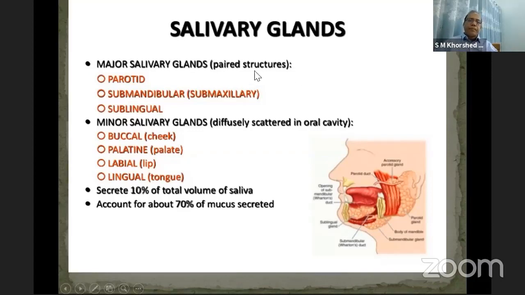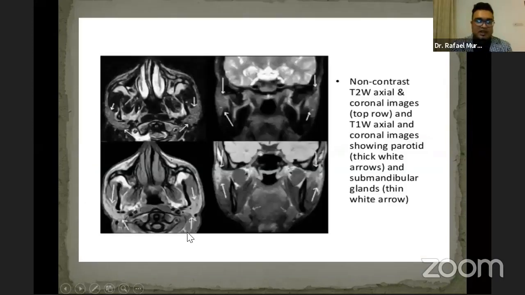So now we jump into the salivary gland area. So I guess we all know the major salivary glands: the parotid, submandibular, and sublingual. The minor salivary glands diffusely scattered in the oral cavity are buccal, palatine, labial, and lingual, and secrete 10% of the total volume of the saliva. Here we can see the non-contrast T2-weighted image, axial and coronal images in the top row, and the T1-weighted axial and coronal images showing the parotid gland, which is thick white arrows. We can see the parotid glands and submandibular glands, which is thin white arrows.